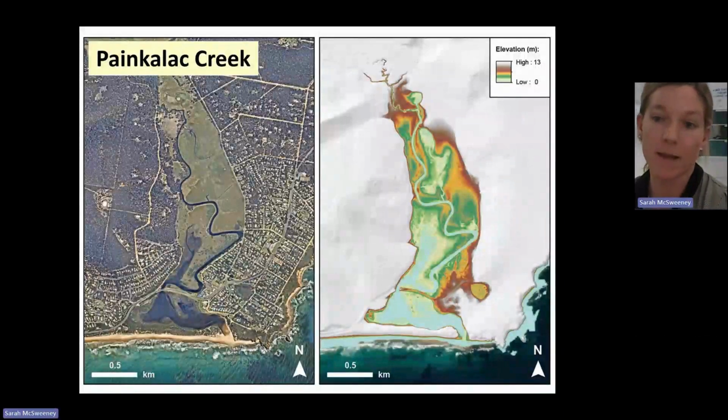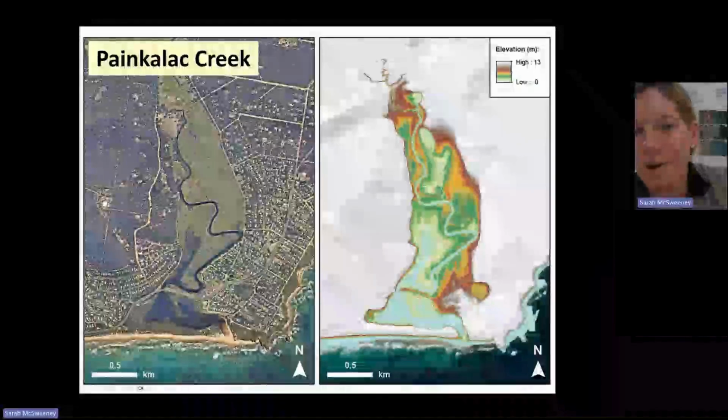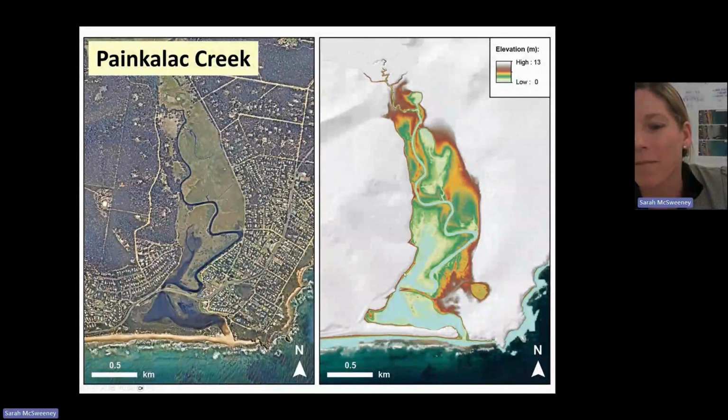So thinking about Painkalac Creek here, what we've got on this side where my mouse is a digital elevation model. That's taken from LIDAR, which is scanned across the coastal catchments in Victoria, and that shows us a high-resolution map of the elevation of the land. What's quite cool about Painkalac Creek is that we have this really obvious big basin in behind it.